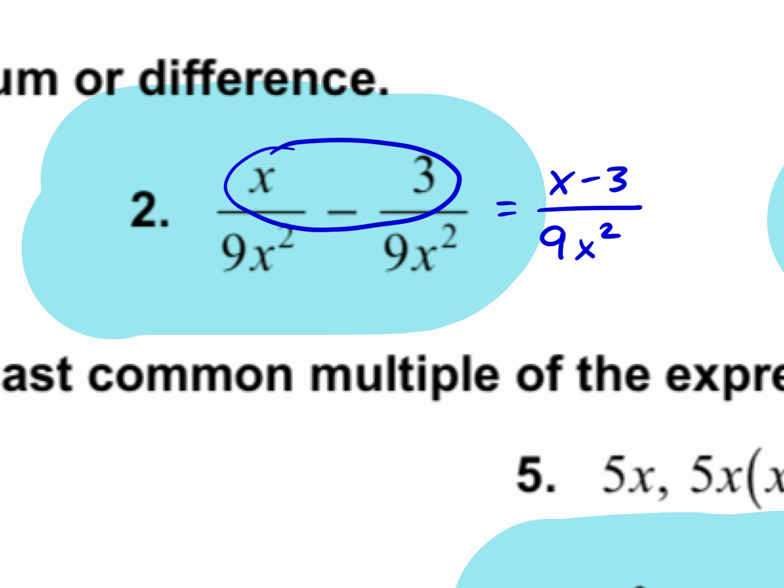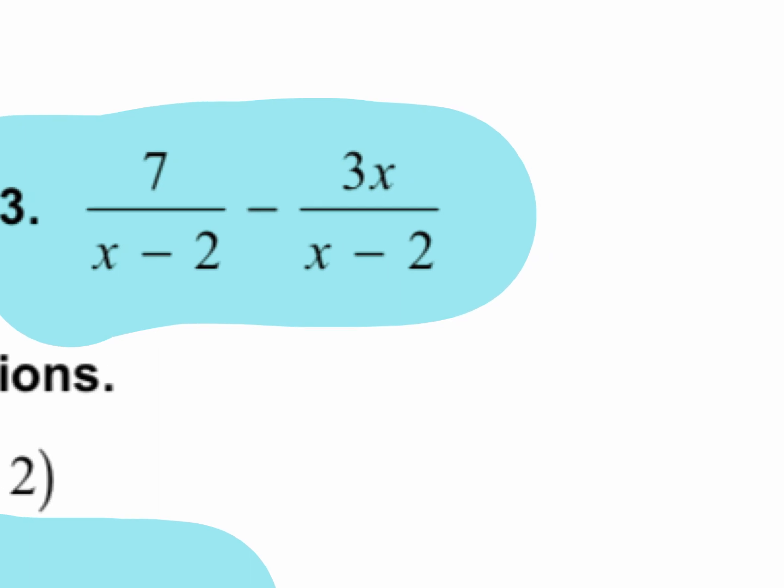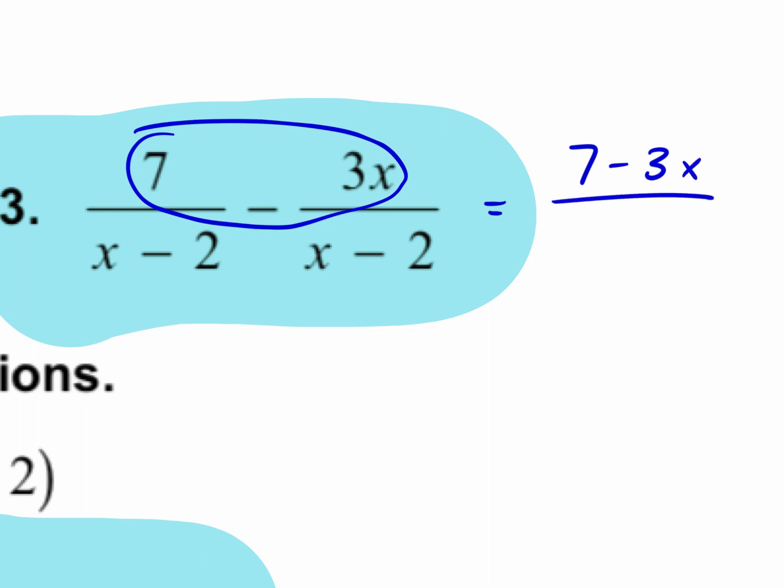Let's look at number 3. So same thing here, we're subtracting. We already have a common denominator, so we're just going to combine our numerators together. So we have 7 minus 3x over x minus 2. The denominator stays the same.